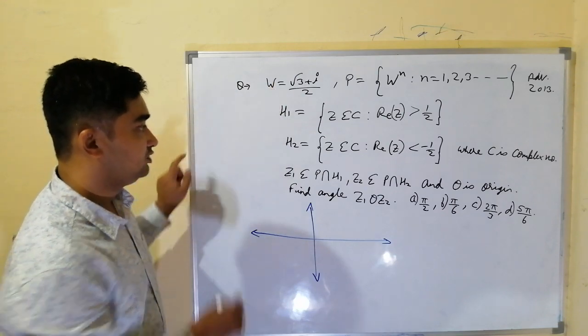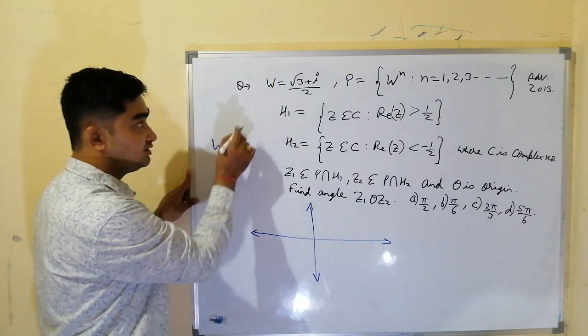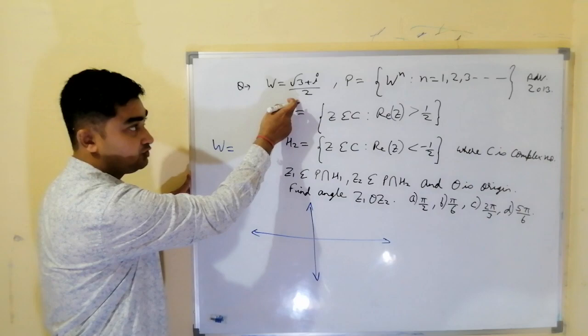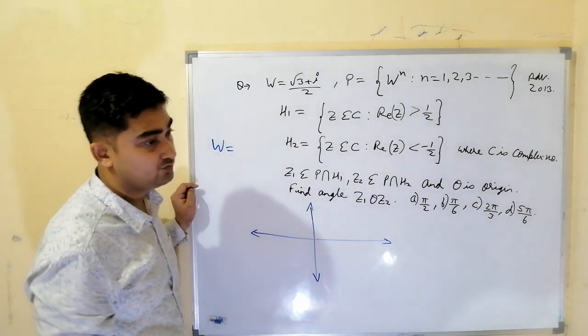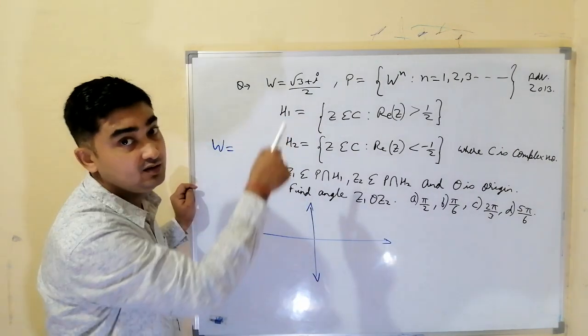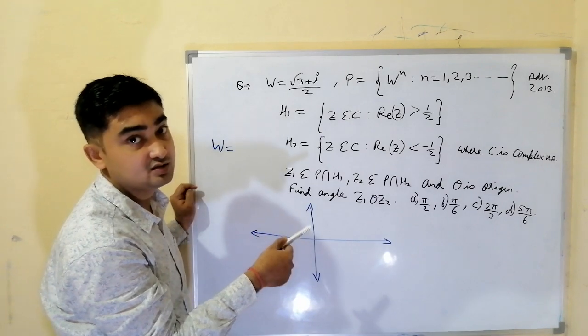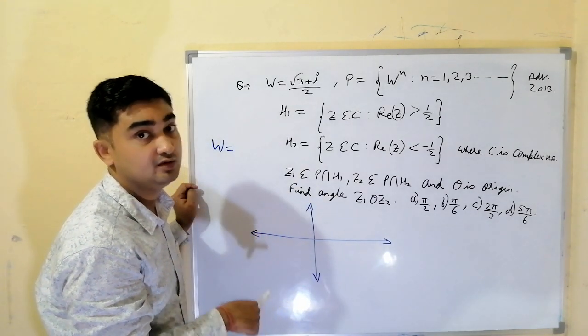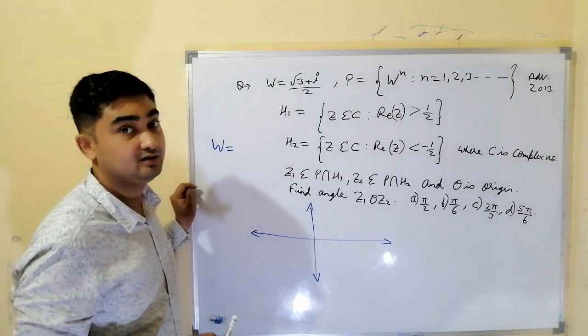What is W? Can we write this in Euler form? Why are we writing this in Euler form? Because we have to take power n. Taking power n is easy because of de Moivre's theorem. Powers will come to the angle.